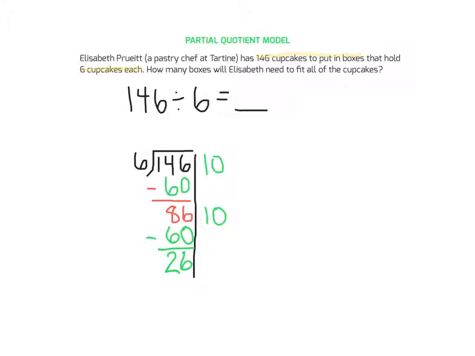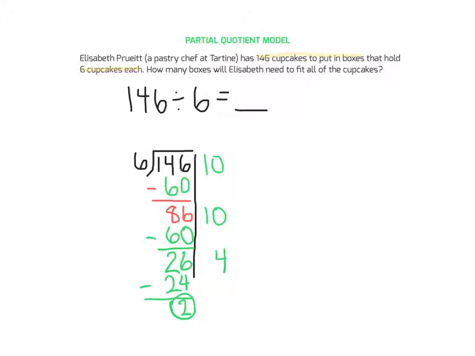So I'm going to think about my multiplication facts and think about how many times 6 will go into 26. I know 6 times 5 is 30, so that's too many. But I know that 6 times 4 is 24, which is as close as I can get to 26 when I'm thinking about multiples of 6. And then I'm going to subtract. 26 minus 24 is 2. That means I have 2 as a remainder.